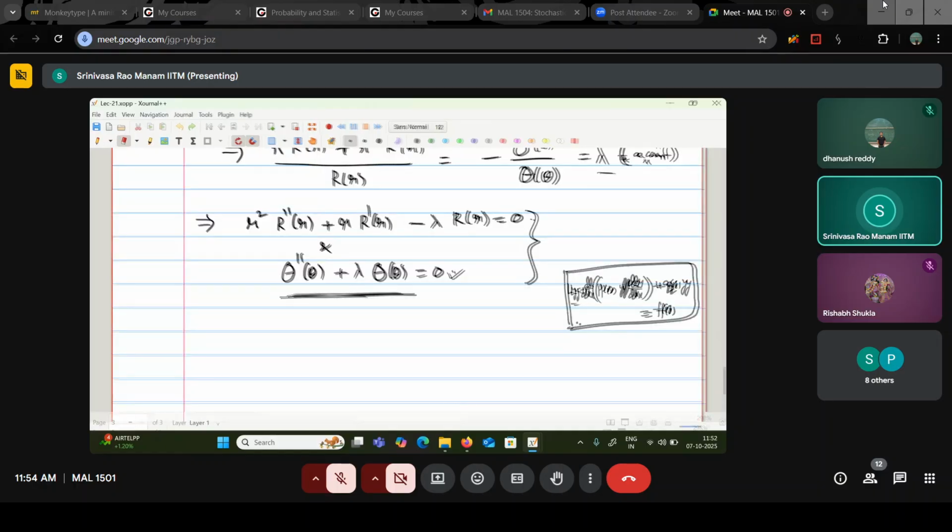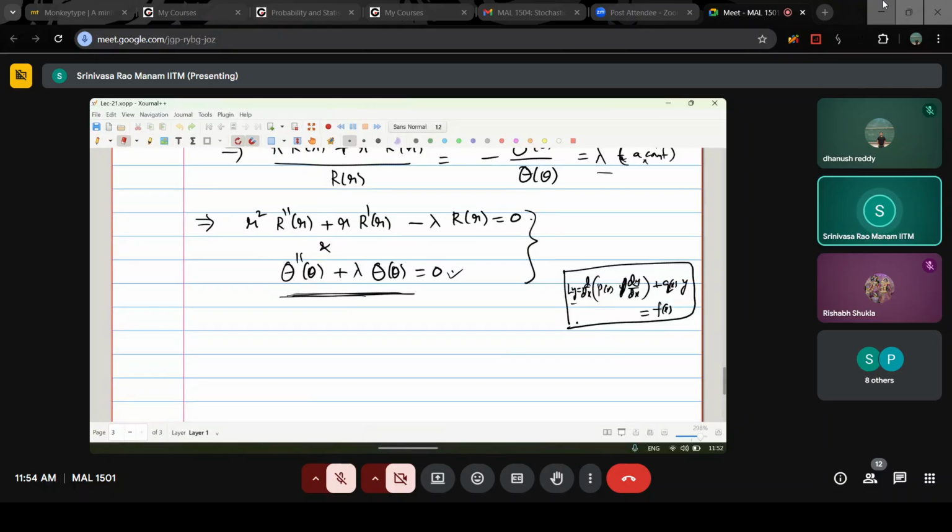With the presentation that I have done just now on the regular Sturm-Liouville system, this equation with theta: theta double dash of theta plus lambda theta of theta equals 0, where theta is between 0 and 2 pi. Then you have theta of 0 equal to theta of 2 pi, and theta dash at 0 equal to theta dash at 2 pi. These are your periodic boundary conditions, isn't it?